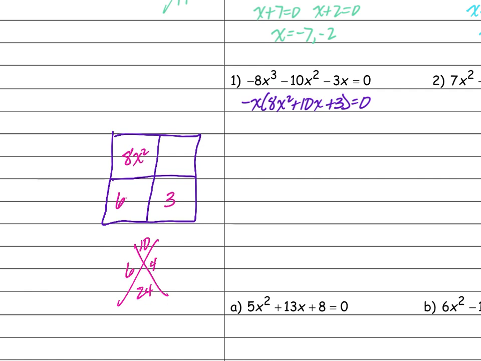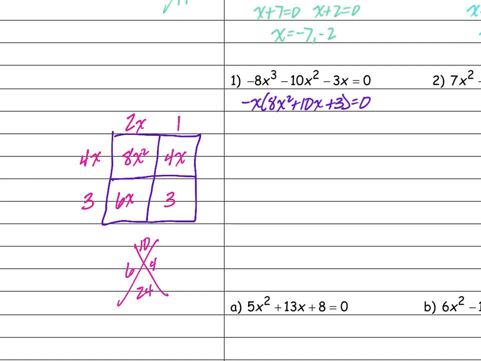So that'll be 6x and 4x. And then remember, I'm going to factor these now. I'm going to factor the rows and the columns. So let's see. What goes into 8x squared and 6x? That should be 2x. And what goes into 4x and 3? That should be 1. And then this should be 4x. And this should be 3.